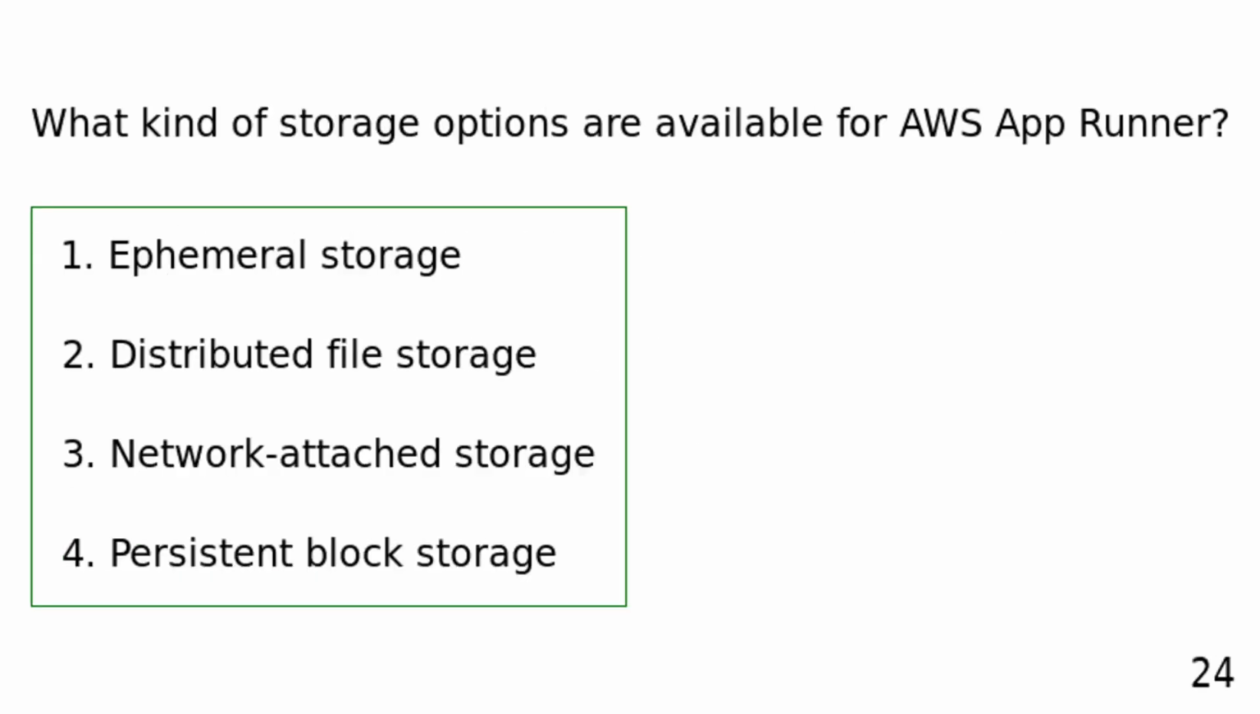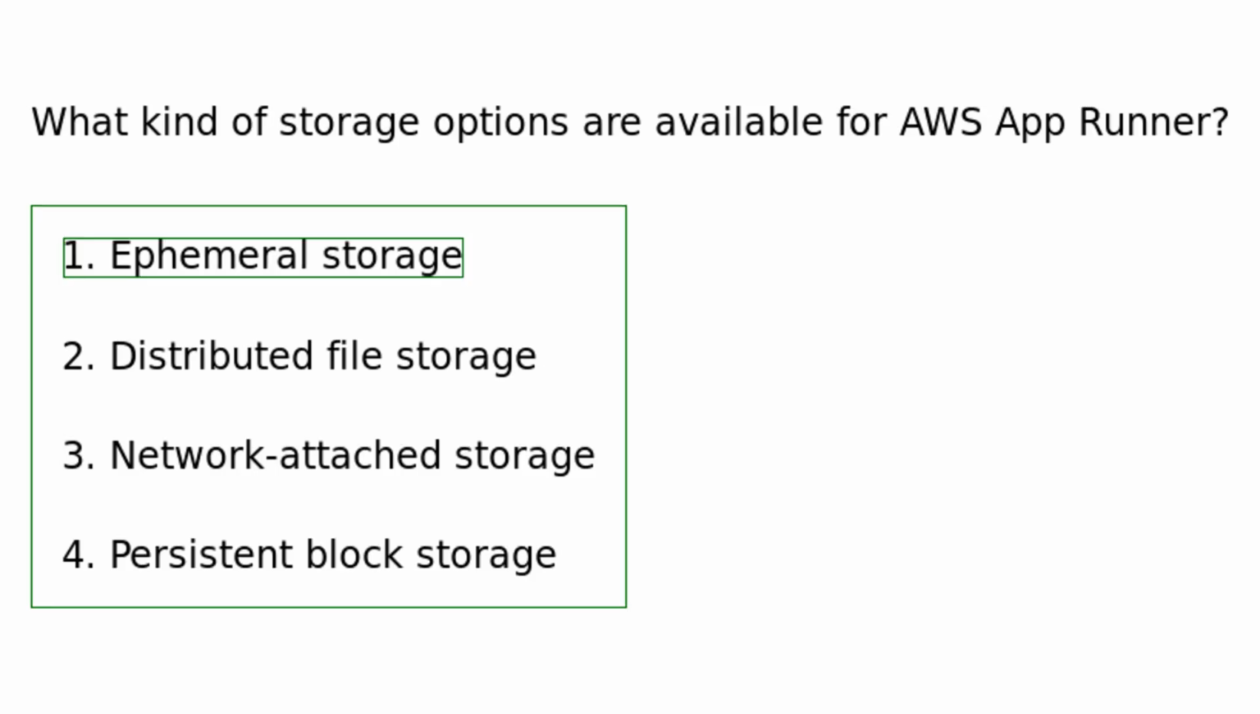What kind of storage options are available for AWS App Runner? Ephemeral storage, distributed file storage, network-attached storage, persistent block storage. AWS App Runner primarily provides ephemeral storage, which is temporary and tied to the life cycle of the application instances.